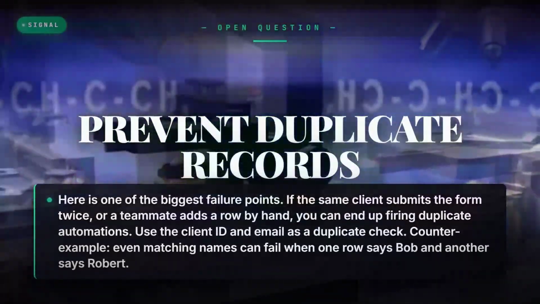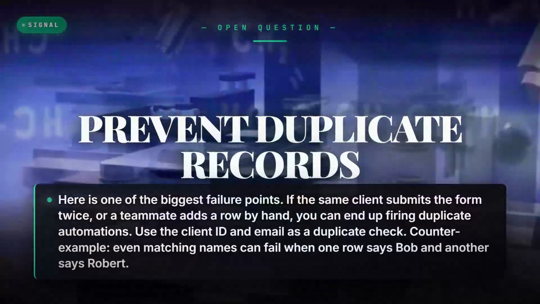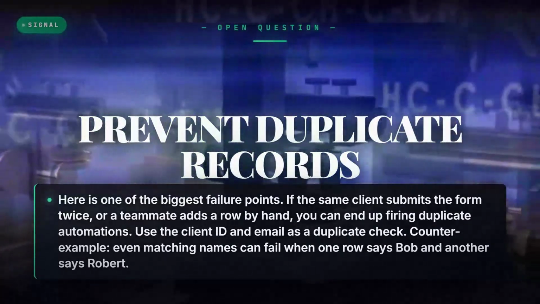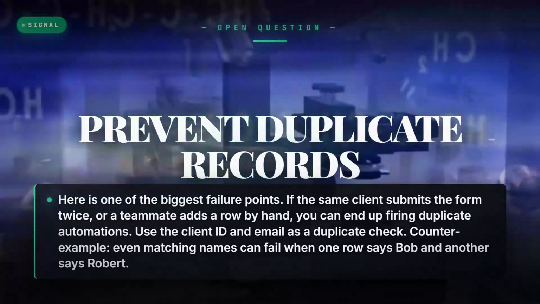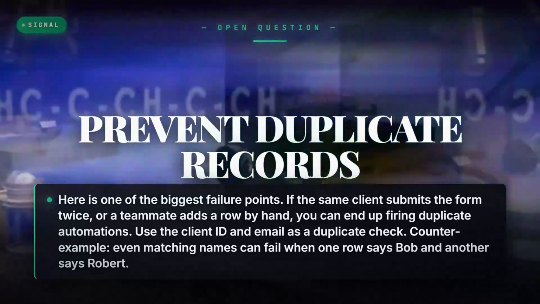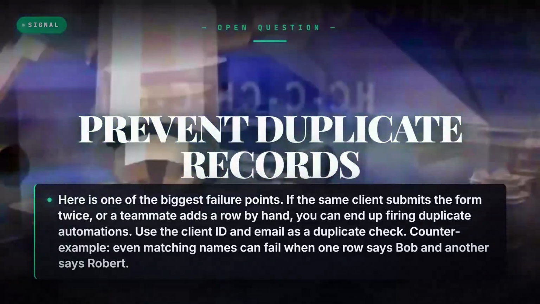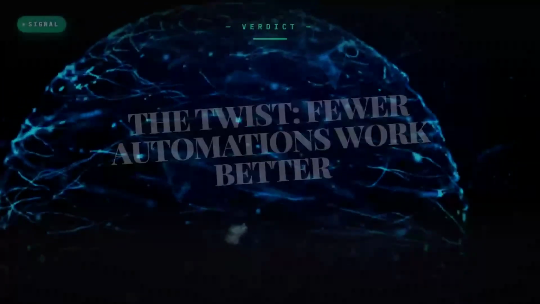Here is one of the biggest failure points. If the same client submits the form twice or a teammate adds a row by hand, you can end up firing duplicate automations. Use the client ID and email as a duplicate check. Counterexample: even matching names can fail when one row says Bob and another says Robert.